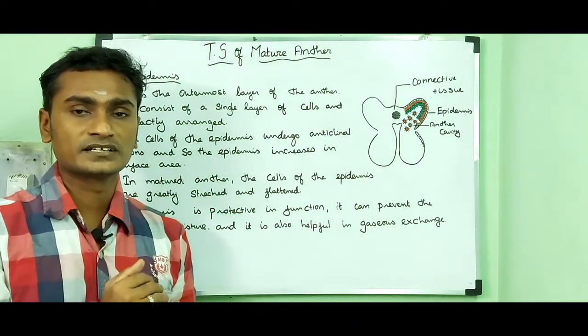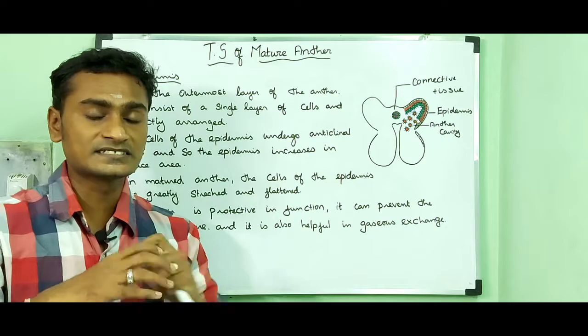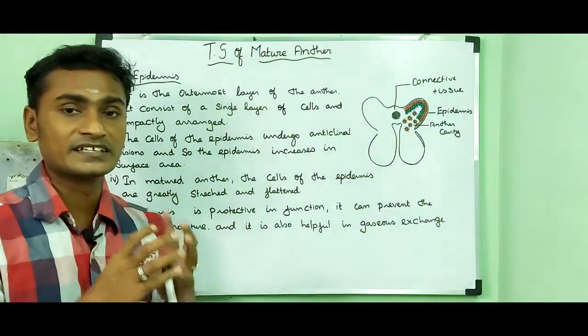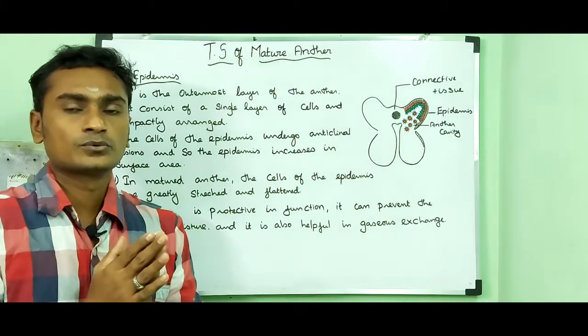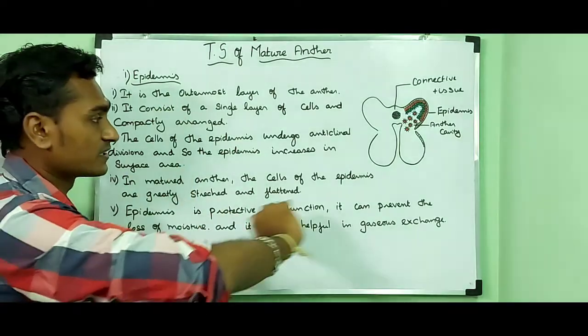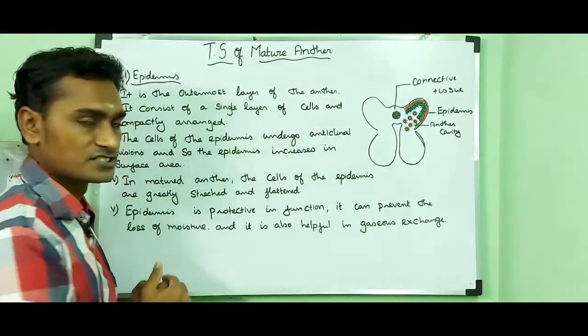What happens through anticlinal division? It increases surface area because the internal tissues enlarge rapidly. They are quickly enlarging. Right? So, to increase the surface area, it undergoes anticlinal division.